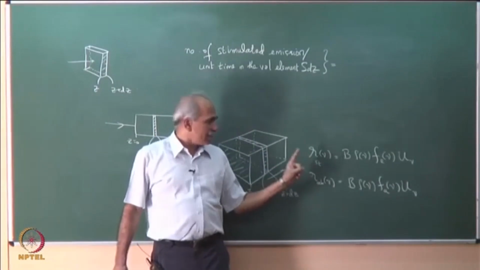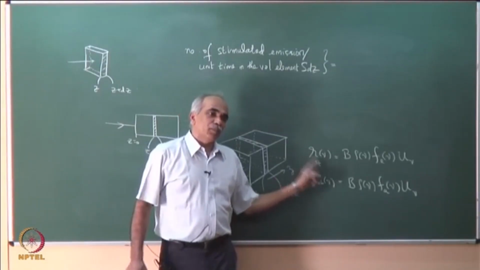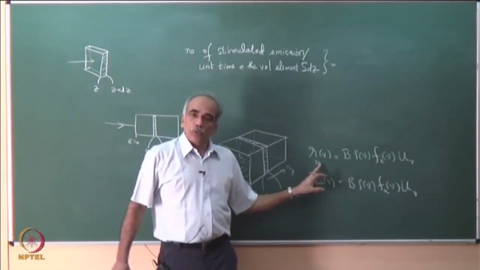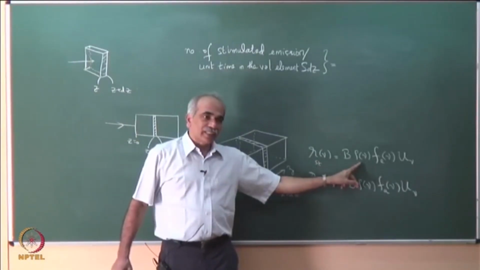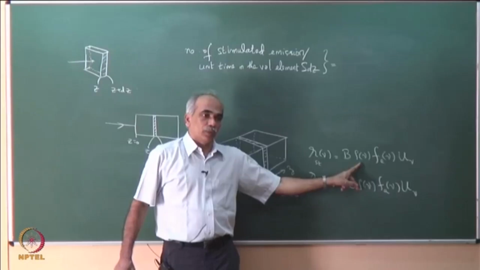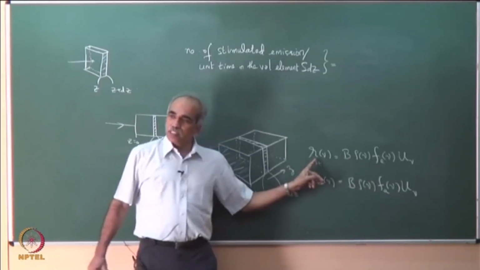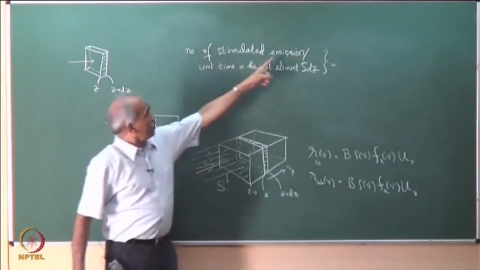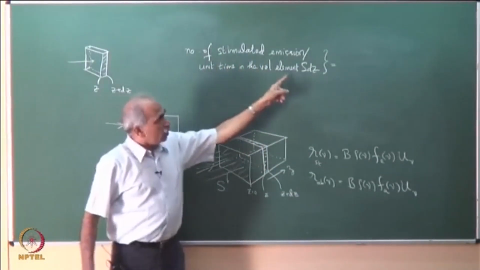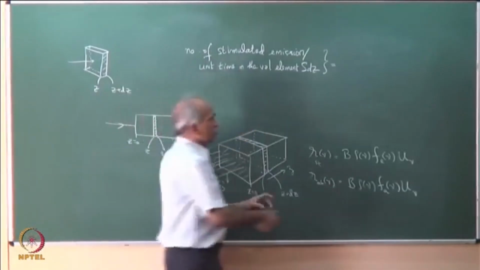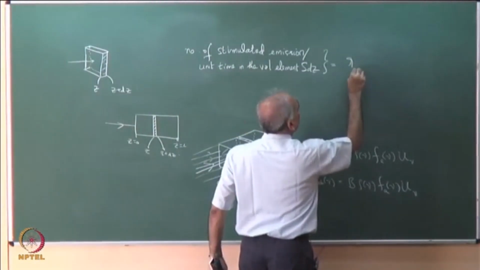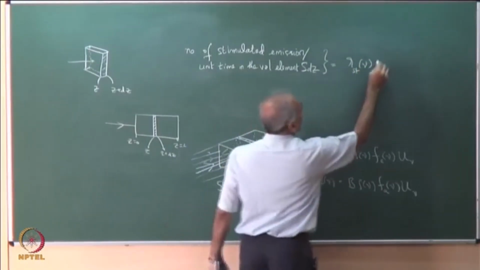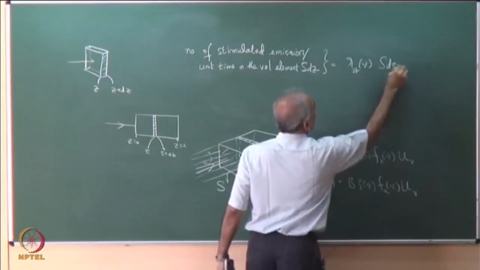What does this mean? This tells you the number of stimulated emissions per unit time per unit volume. Why unit volume? Because density rho nu is per unit volume. So, this is the number of emissions per unit time per unit volume. Therefore, the number of emissions per unit time in the volume S dz will be equal to R S T, at the frequency nu, into S dz.